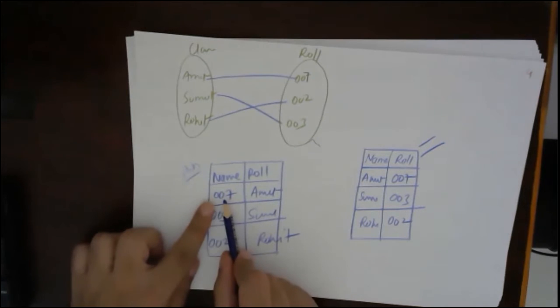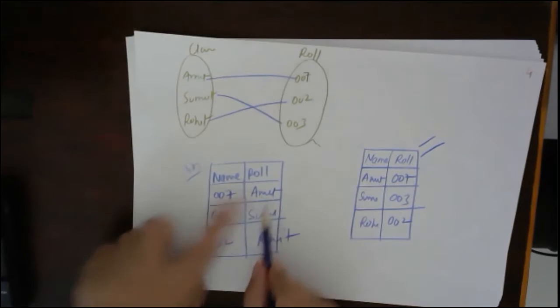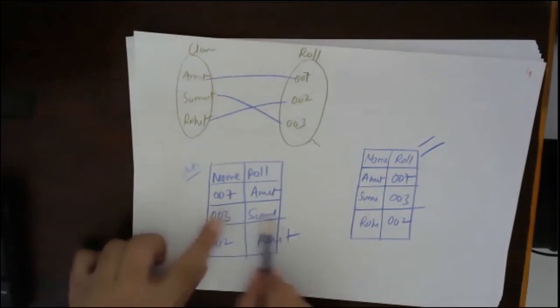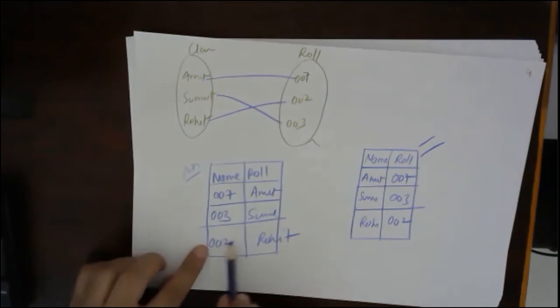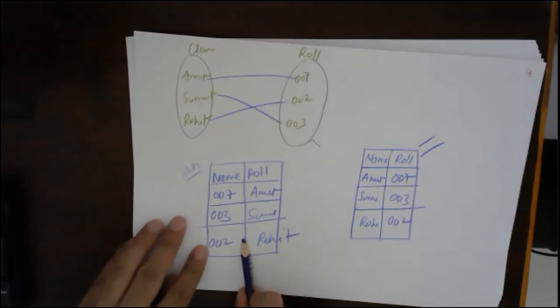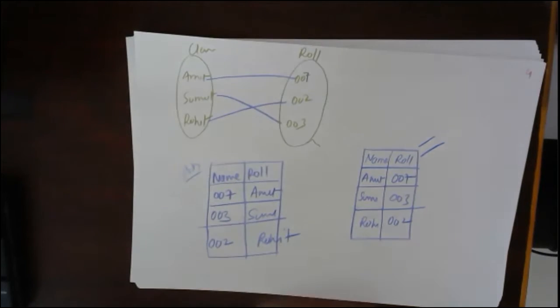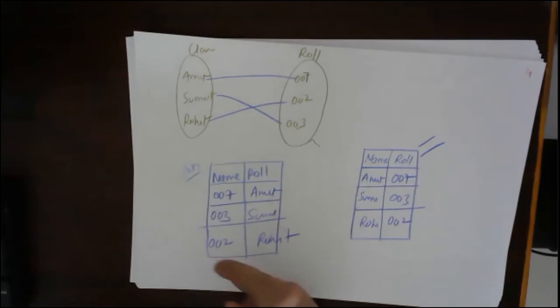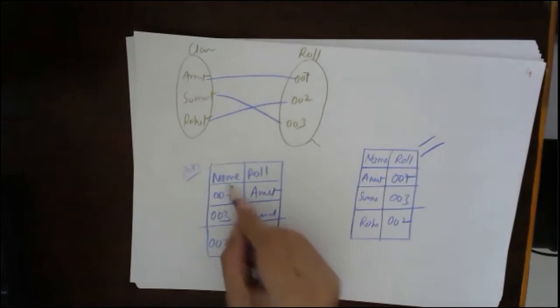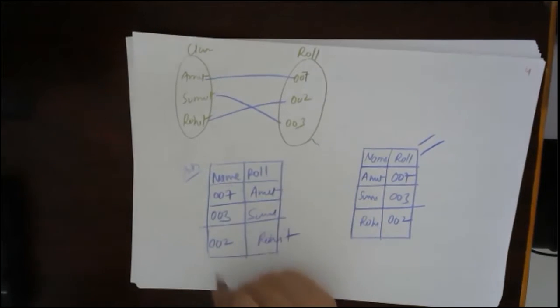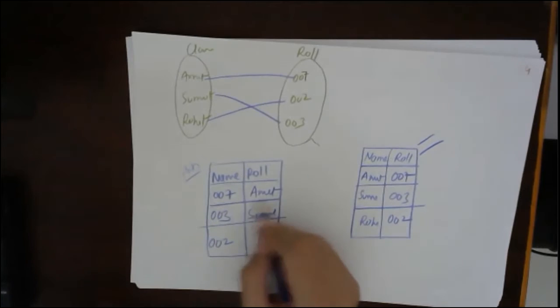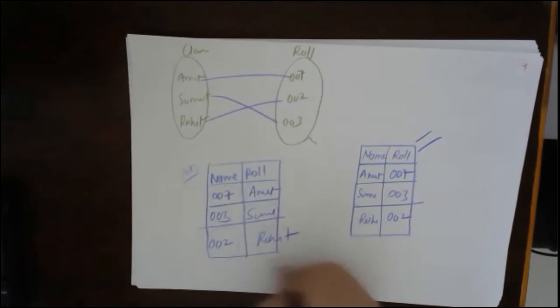So the 007 person has what roll number? Amit. The 003 person has what roll number? Sumit. The 002 person has what roll number? Rohit. The computer won't make a difference between a name and a roll number. It will take this as a character, and it will take the first as name and the second as roll number, every time.